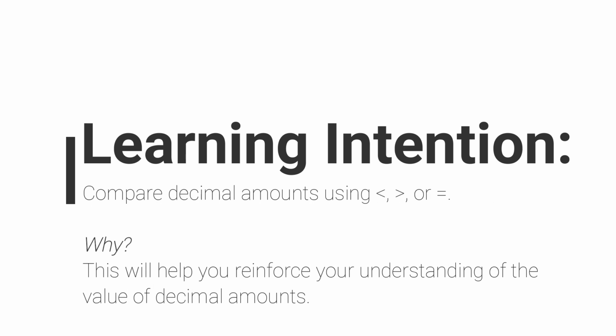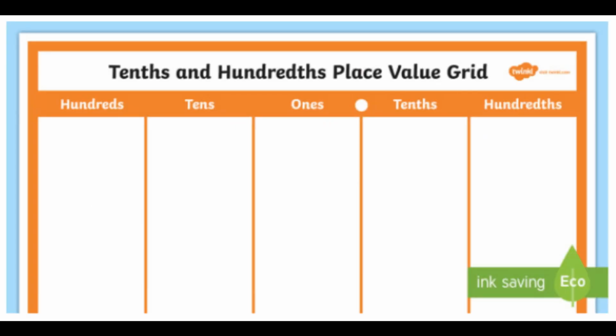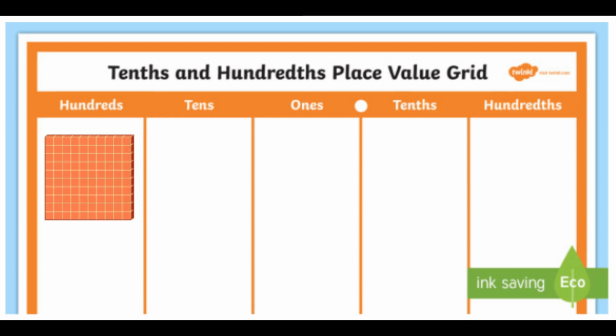So before we get started on comparing, let's just reinforce what we learned yesterday. In yesterday's math lesson, we looked at the place values, specifically the tenths and the hundredths place. We looked at a place value chart like this, and we looked at the relationship between each place. Let's recap that right now, starting with the hundreds place. We can visualize what 100 looks like. It's made up of 100 ones or 10 tens.